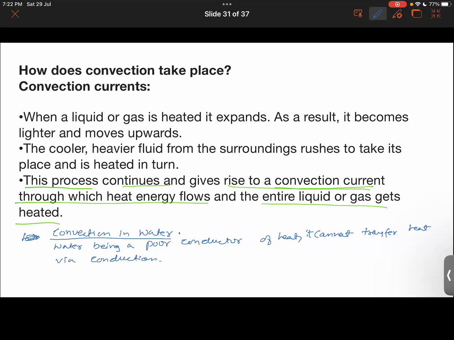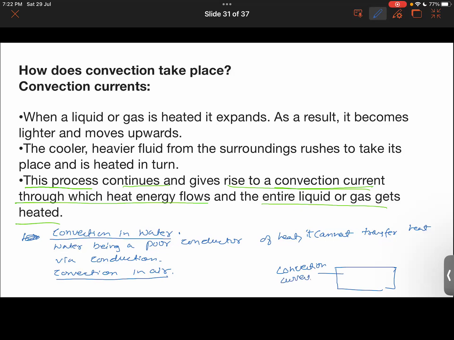Talking about air, is air a good conductor or a bad conductor, guys? It's a bad conductor. That is also a bad conductor. So in case of air also, a convection current is generated, and due to that convection current, the heat transfers from the hotter part to the colder part.